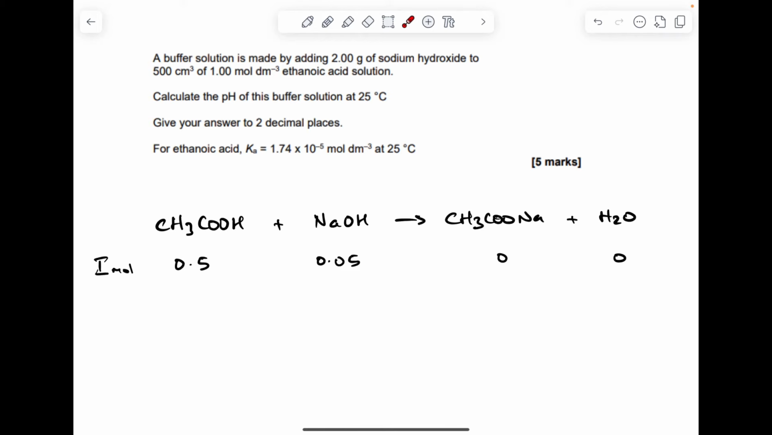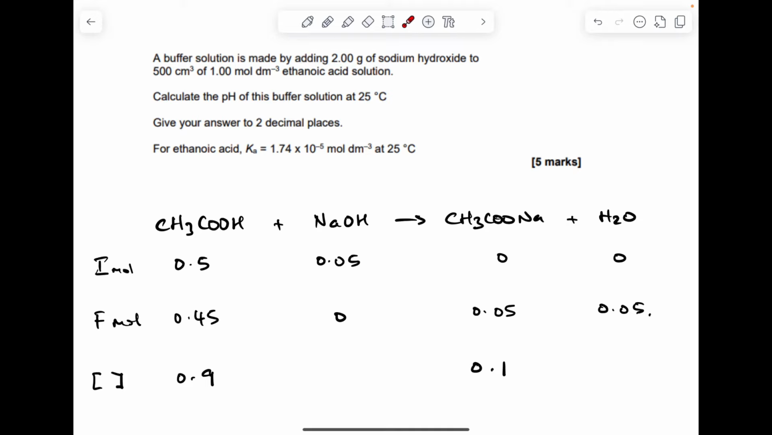Next thing we're going to do is work out the final moles once the reaction's happened. You can see that the sodium hydroxide is going to be the limiting reagent because there's fewer moles of that, so they'll all go. That many moles of the acid will react. So we subtract that off the original moles and we get 0.45 that's going to be left. And in terms of the salt product, we're going to make 0.05 moles of salt because that's the limiting reagent. It's going to affect how many moles of that we can make. So we're going to get 0.05 moles of salt. I've included the H2O, but that's not actually part of this calculation.